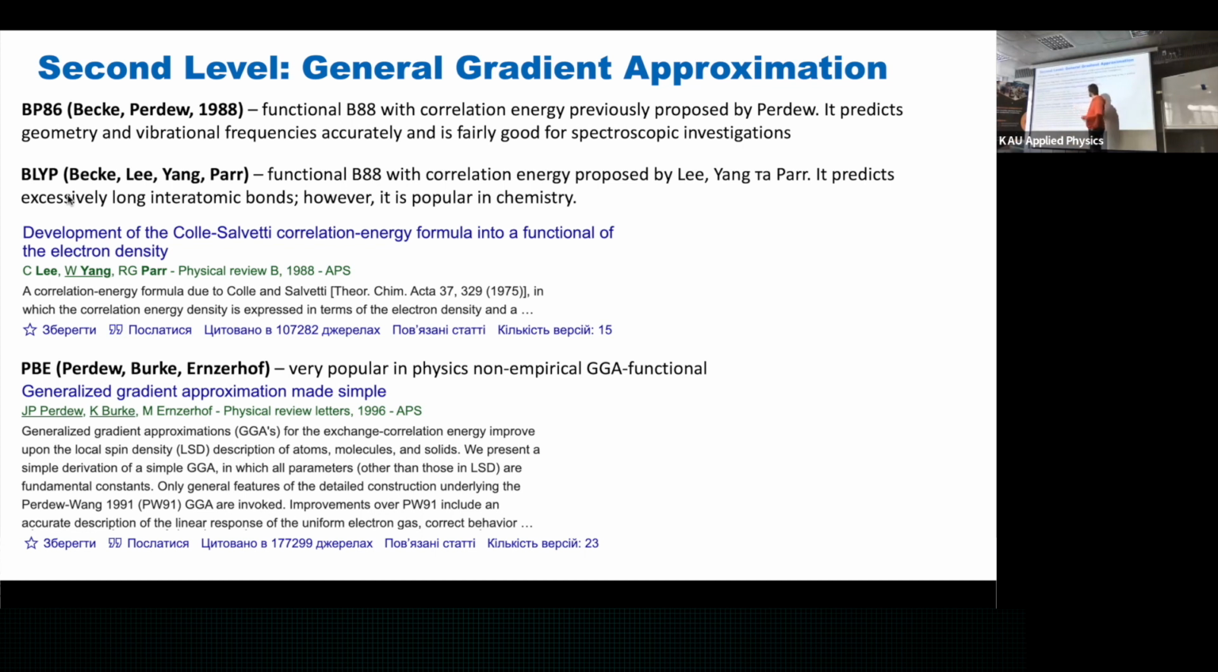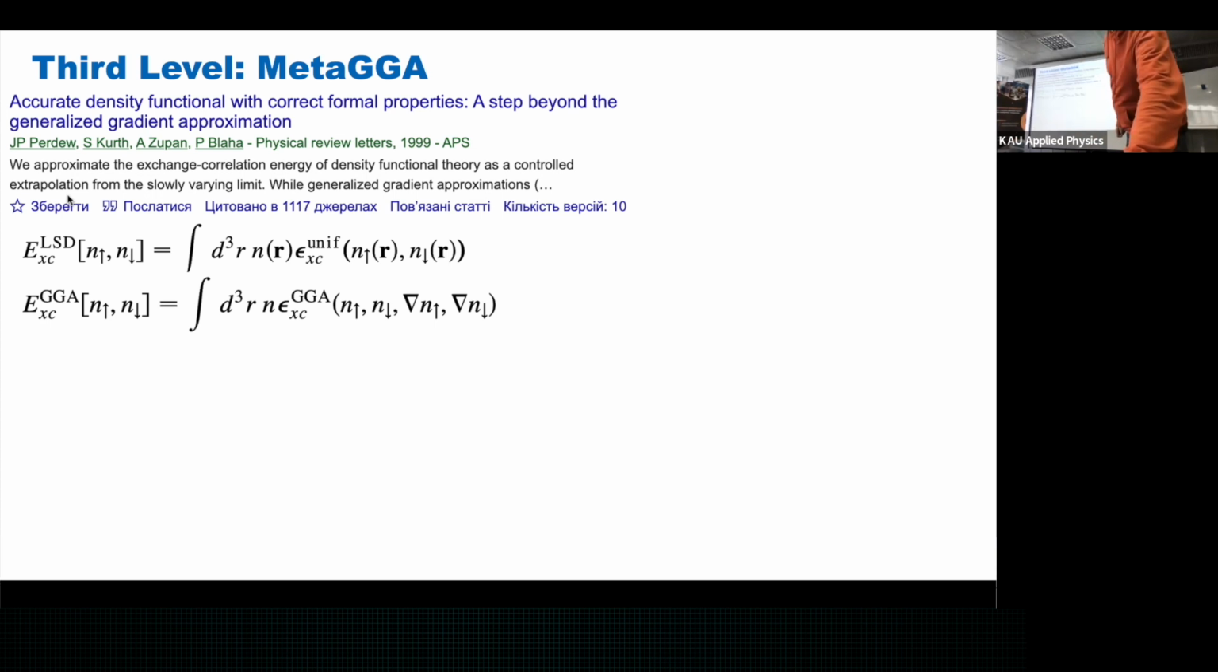It's one of the most cited articles. See the huge amount of citations, and he created this general gradient approximation. And then he moved further. He tried to improve this approximation.